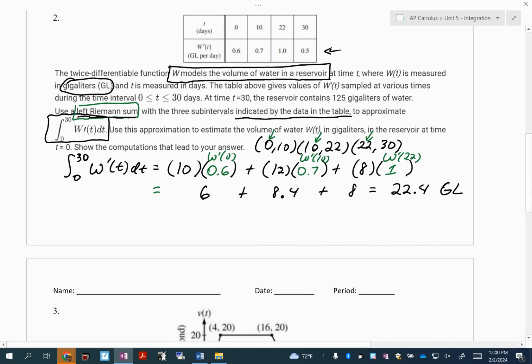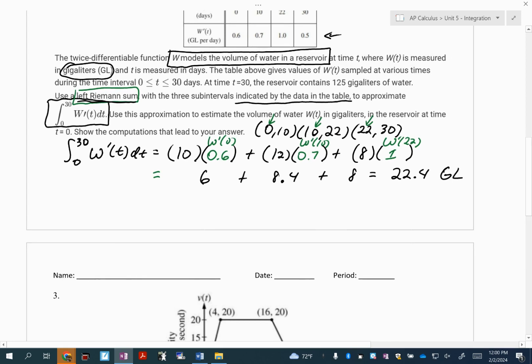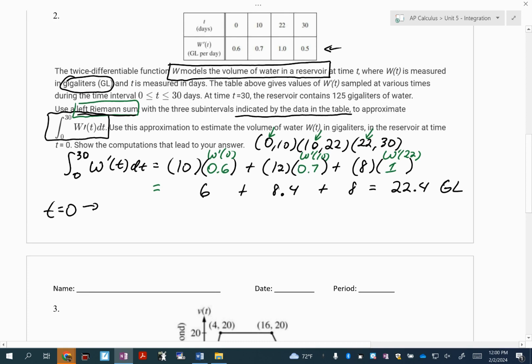Then it says, use this approximation to estimate the volume of water in gigaliters in the reservoir at time t equals 0. So again, I kind of told you this in this reservoir. So t equals 0, we're going to try to find some value. Okay, and then it tells us at time t equals 30, the reservoir contains 125 gigaliters of water.